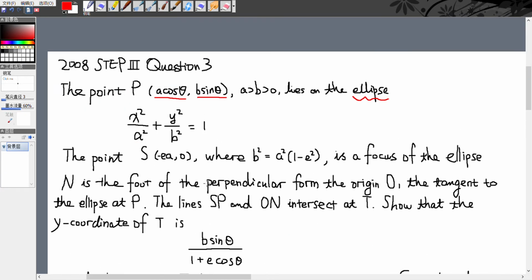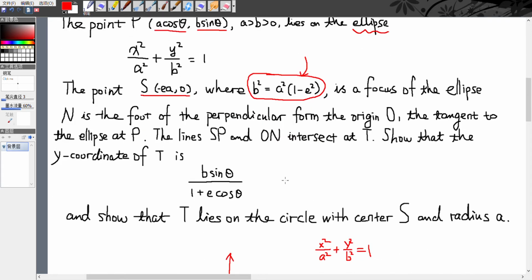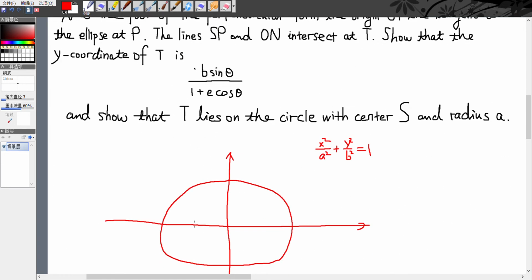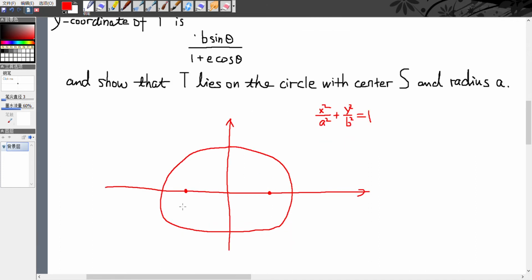This is our ellipse. And the point S is minus ea, 0, where b squared is equal to a squared times the bracket of 1 minus e squared. I should remind you that we will use this equality considerably during the procedure of solving this question. So the point S, the focus of an ellipse, is just this point and this point. They are the focuses of an ellipse.